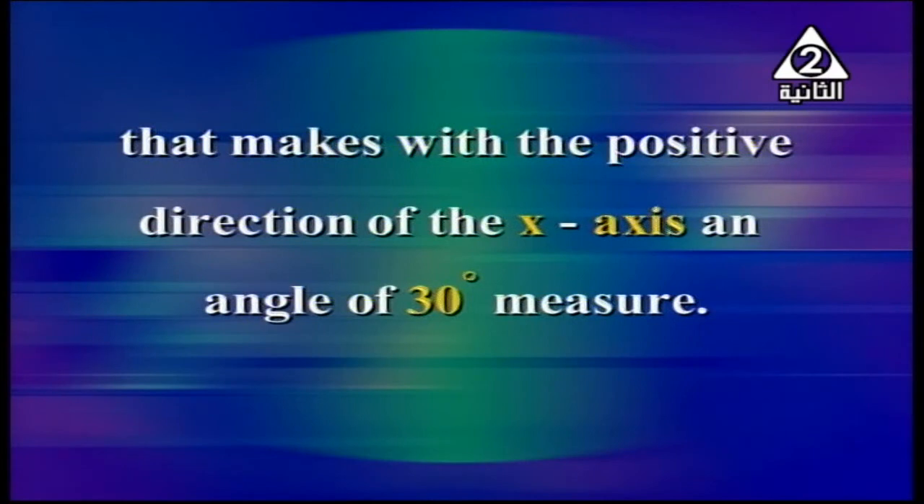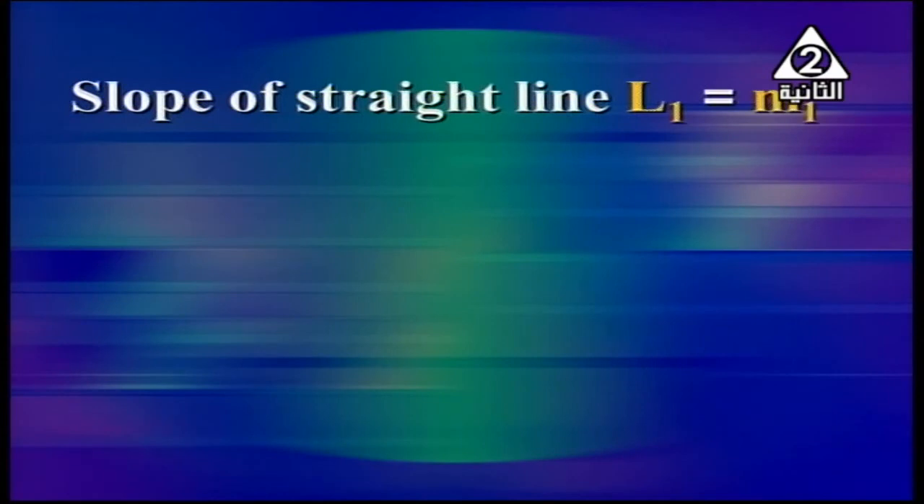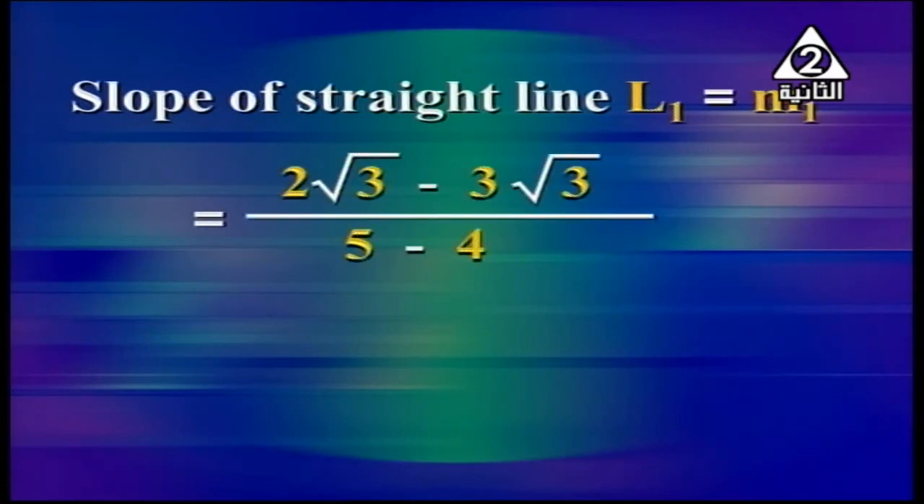So first of all, we must find the slope of the first straight line, which is denoted by M1. So M1 equals y2 minus y1 over x2 minus x1. So it is 2 square root 3 minus 3 square root 3 over 5 minus 4 to obtain a result as negative square root 3.